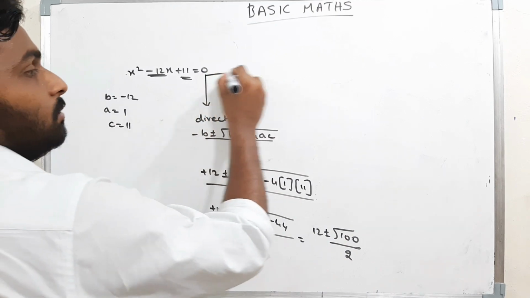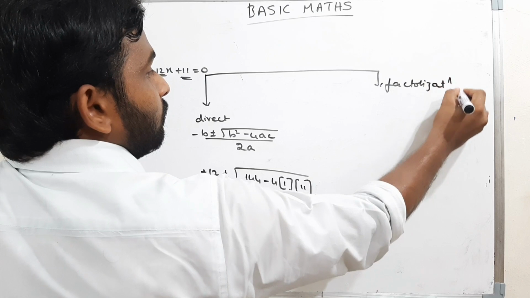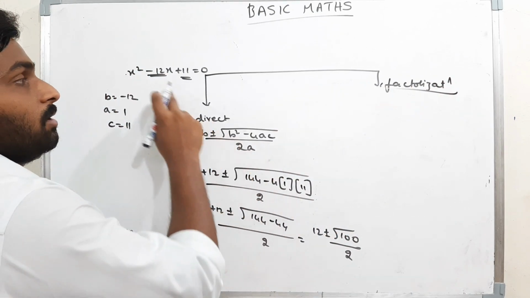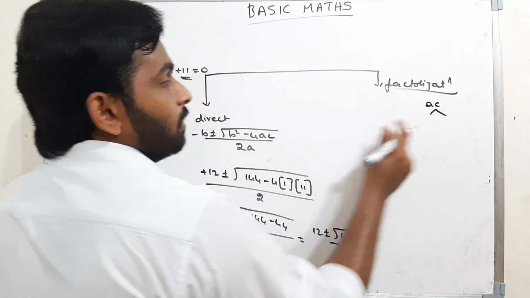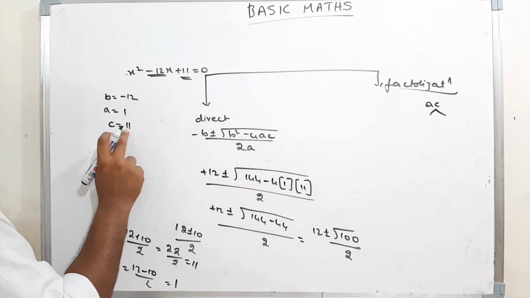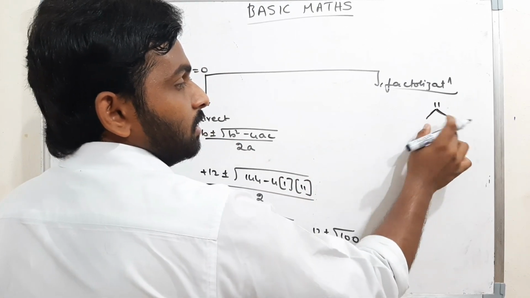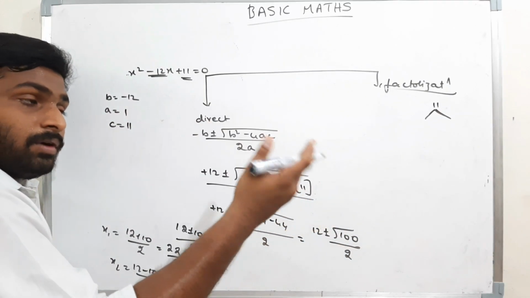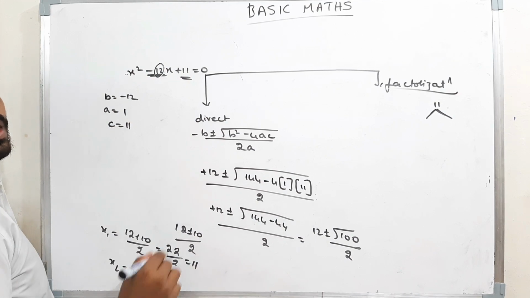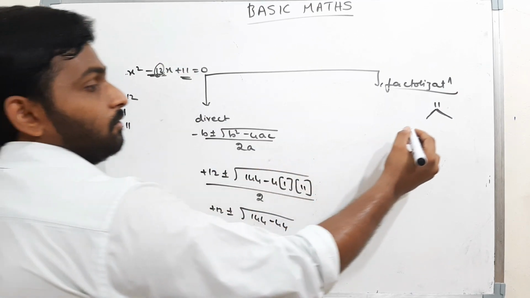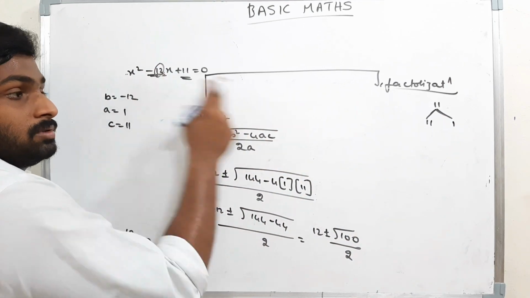Now, I can solve this one by another method, that is by factorization. Now, how can I do it by factorization here? First of all, I have to take a into c. What is a into c? a is 1, c is 11, therefore 11. Now, I have to factorize this in such a way that if I add them or subtract them, I should get the b value. Therefore, what are the factors for this? 11 into 1. 11 plus 1 is nothing but 12. Therefore, I can use that 11 into 1.